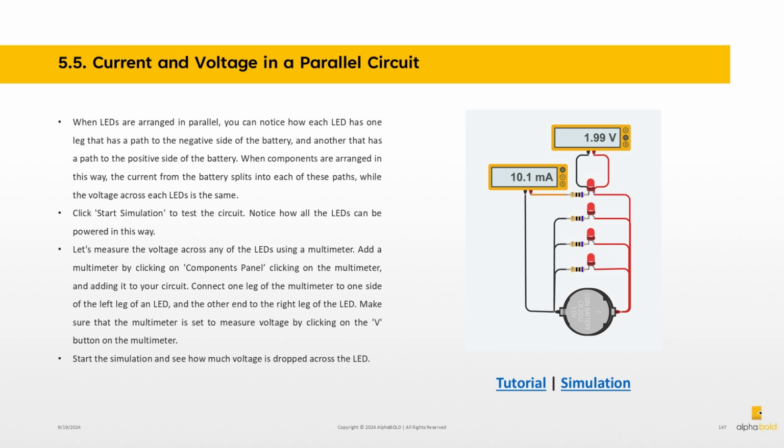Add a multimeter by clicking on the Components panel, clicking on the multimeter, and adding it to your circuit. Connect one leg of the multimeter to the left leg of an LED, and the other end to the right leg of the LED. Make sure that the multimeter is set to measure voltage by clicking on the V button on the multimeter.